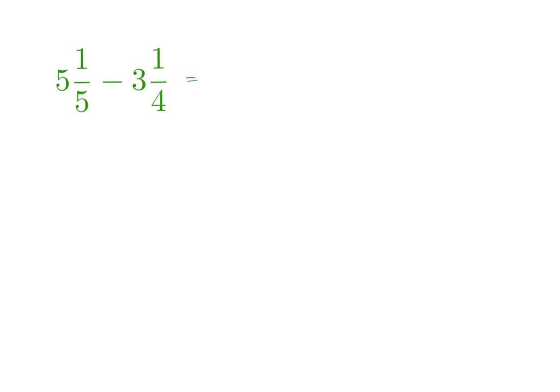So for the 5 1/5, I'm going to do the 5 multiplied by the 5, which is 25, and then I'm going to add my 1. And this gives me 26, and my denominator stays as 5. So now I'm going to do the same with my 3 1/4. So I'm going to do the 3 times the 4, which is 12, and then I'm going to add 1, which is 13. And my denominator is going to stay as 4.